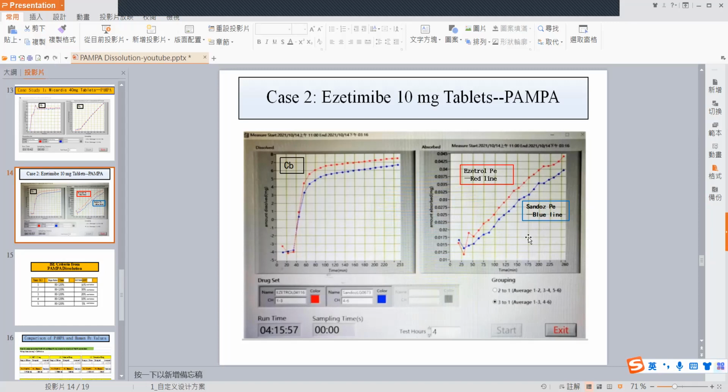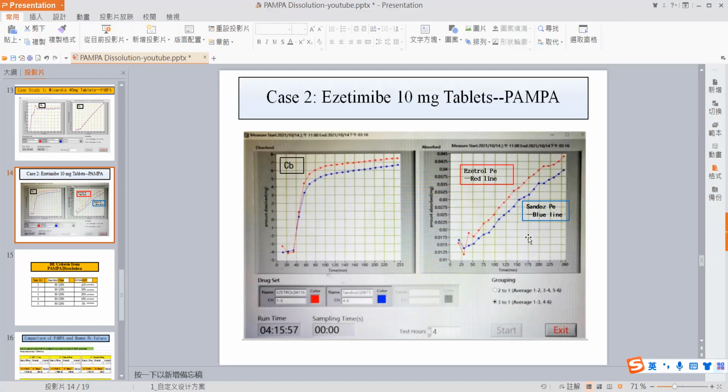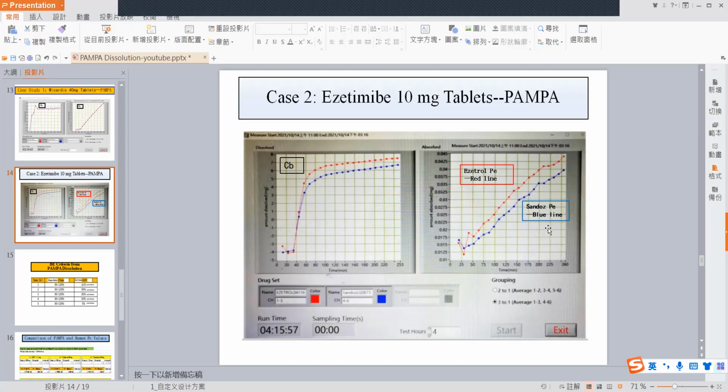So we know that in this case of comparison, from the PAMPA dissolution, the Sandoz drug will meet the requirement of both Cmax and AUC. So by using such a simple machine, we exclude the human variation, because humans do have subject variation, and we want to avoid that. So we can use such a machine, the so-called PAMPA dissolution, to help us in the prediction of bioequivalence in the laboratory.